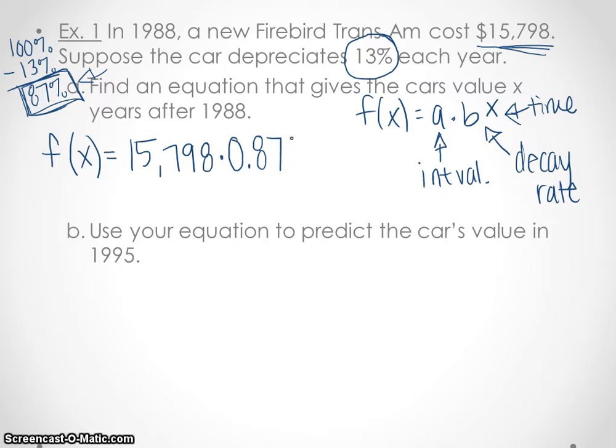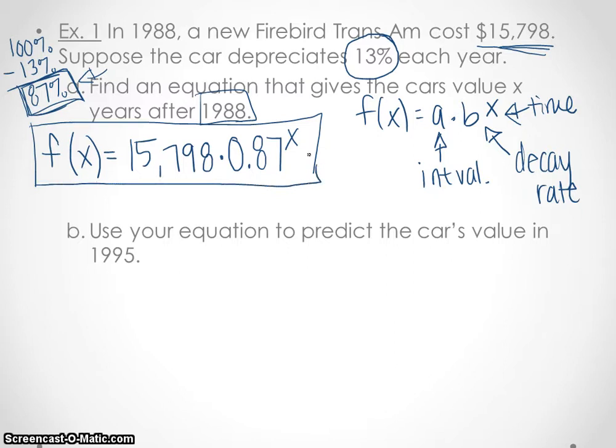And again, if you like just using x here, remembering we have to factor in this 1988, that's fine. If you want to do the x minus 1988, that's fine too. I think that's a little more confusing, so I'm just going to leave my equation as such. That's your call, whatever you want to do. I won't mark it wrong either way. So use your equation to predict the car's value in 1995.